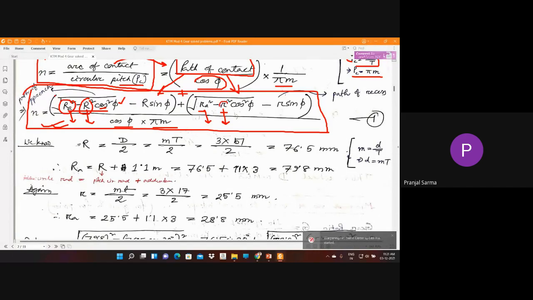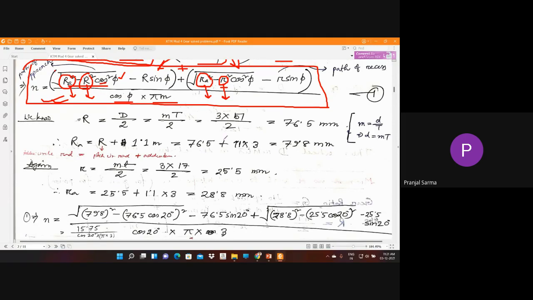Similarly, the smaller case is for the pinion. So what is this RA and what is R? This R is nothing but the radius up to the pitch circle. So this R represents the pitch circle radius. Okay, so this is pitch circle radius, this R. And capital letters, this is for what? Capital letters for the gear, and small letters for the pinion, that is the smaller wheel.